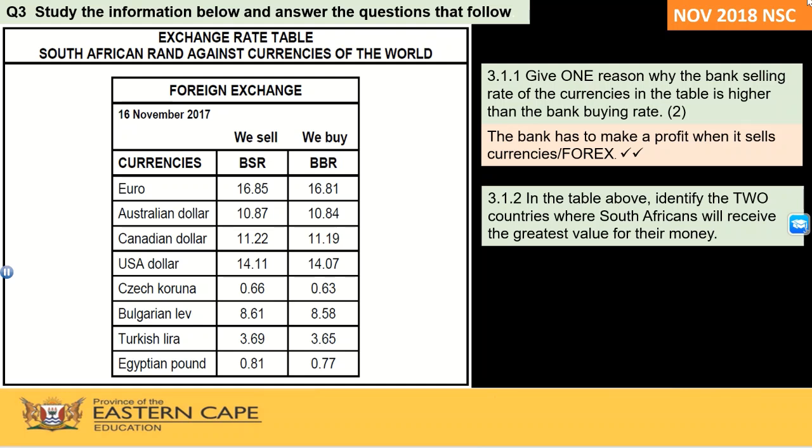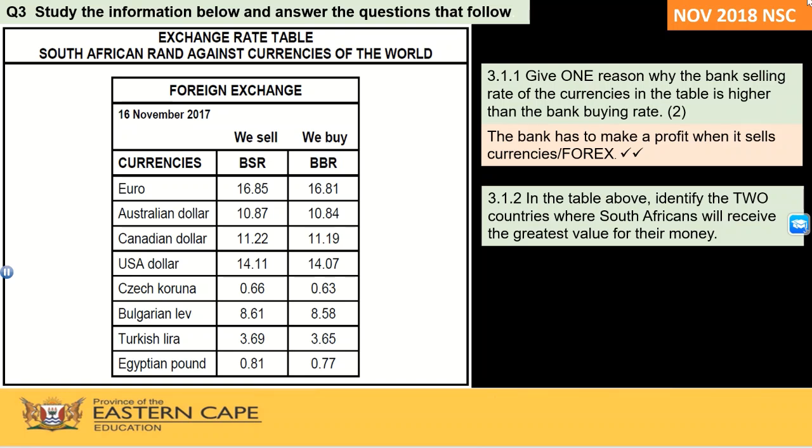In the table above, identify the 2 countries where South Africans will receive the greatest value for their money. Now, go and have a look at the table on the left-hand side of your screen. If a South African exchanges rand for, let's say, a euro, he or she will have to pay 16.85 rand in order to obtain a euro, 14.11 in order to buy a US dollar.